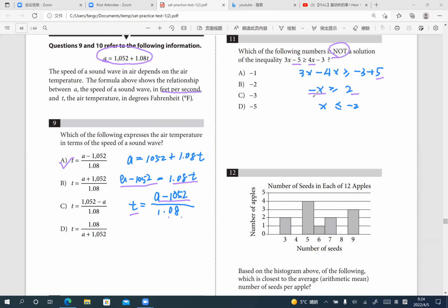So next step, we need to divide each side by -1 to isolate variable x. So don't forget, we need to flip the sign here, because we divide each side by -1. So we get x is less than or equal to -2. And option B, option C, and option D are all less than or equal to -2. So only option A, -1, is not a solution of the inequality.